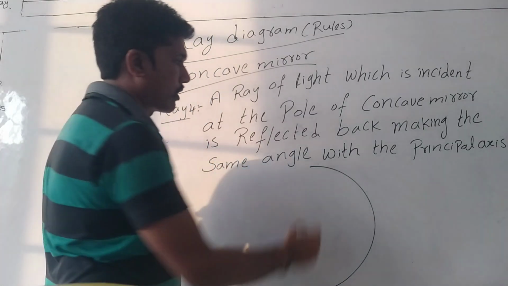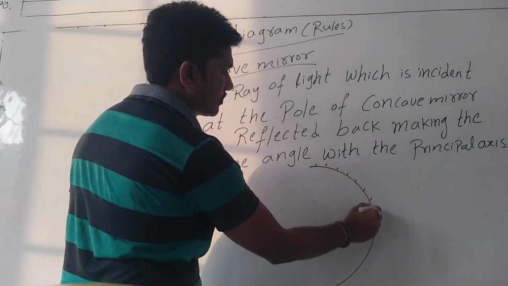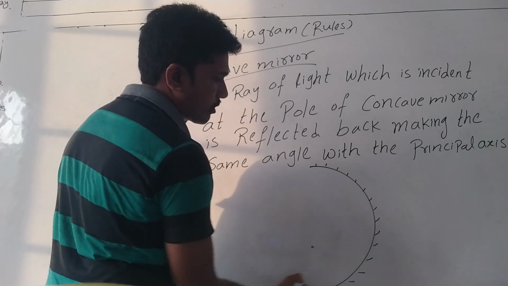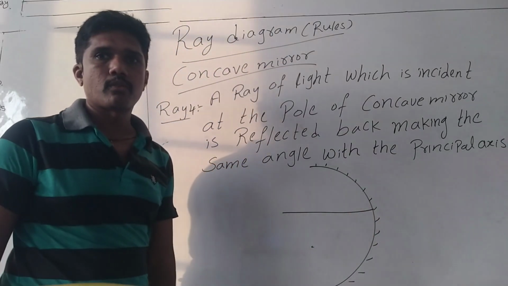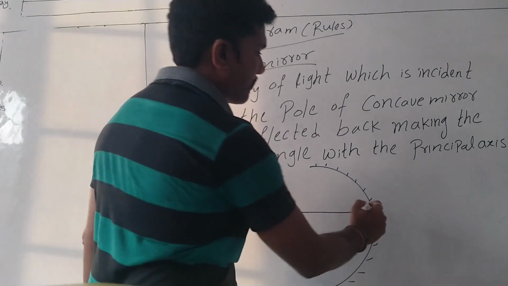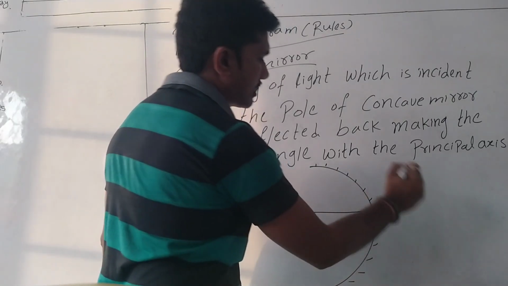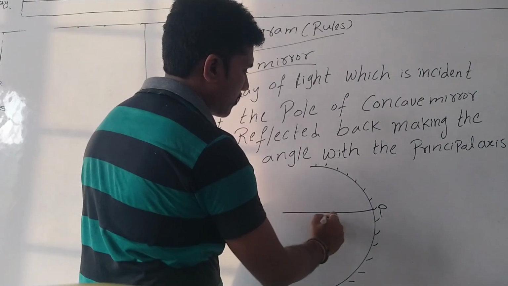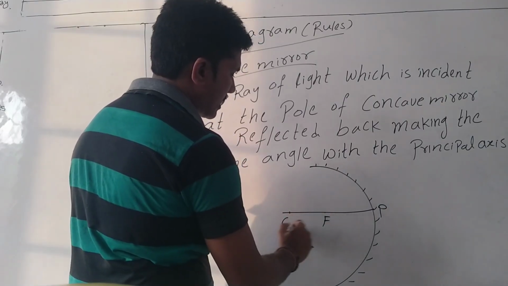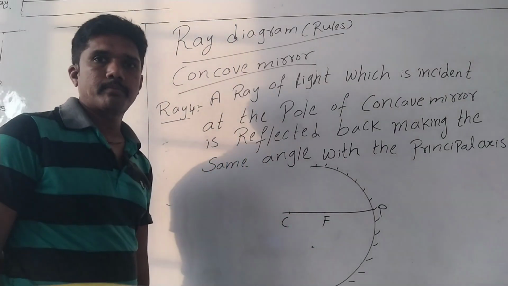Okay, you can draw one diagram. Spherical mirror. This is called spherical mirror. You can take one straight line. The straight line is called principal axis. The middle part of the surface is called pole. You can take here F, focus. You can take here center of curvature.